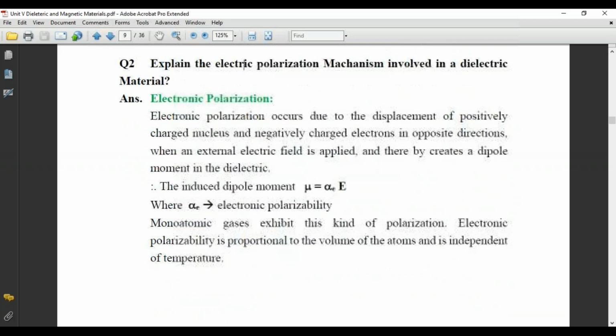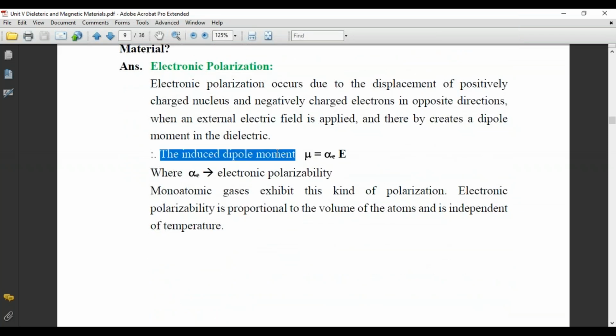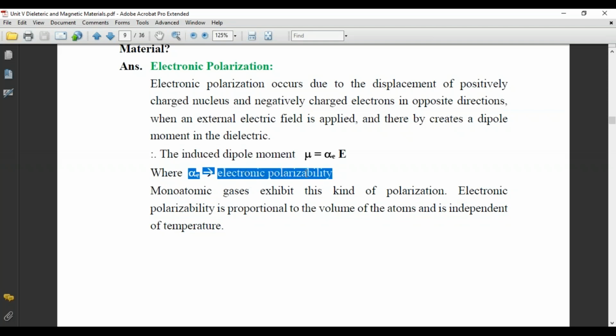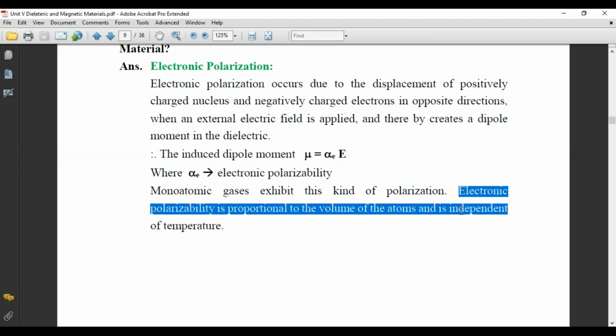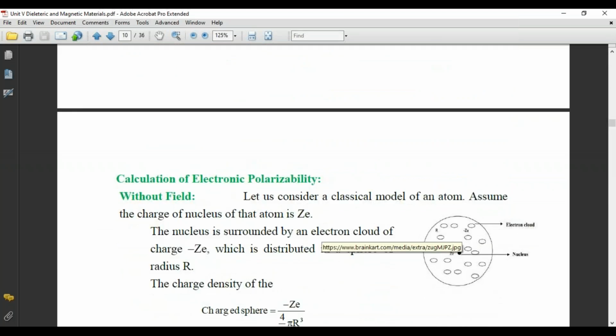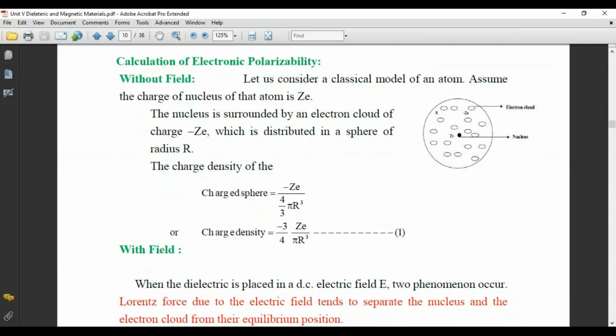So electronic polarization, you know, this is the formula for induced dipole moment. You can induce a dipole moment by application of an applied electric field, where alpha is called electronic polarizability. This type of polarization is exhibited by monoatomic gases. Electronic polarizability is proportional to the volume of the atoms and is independent of temperature. Now we'll go for the equation, how to calculate the electronic polarizability in dielectric materials.